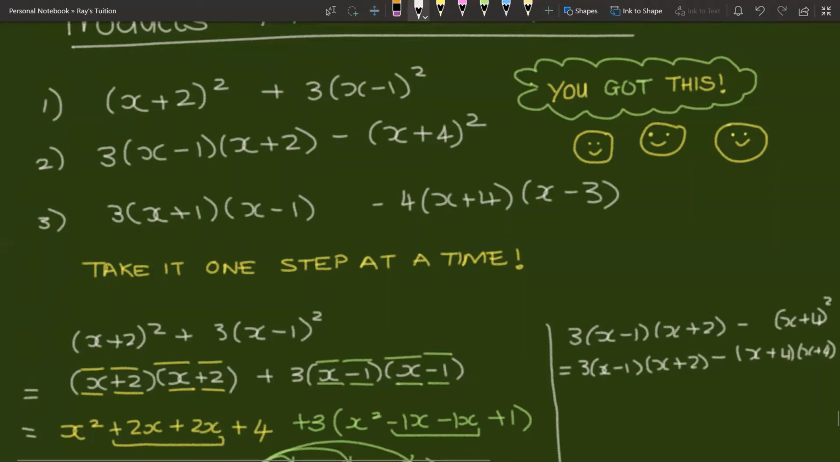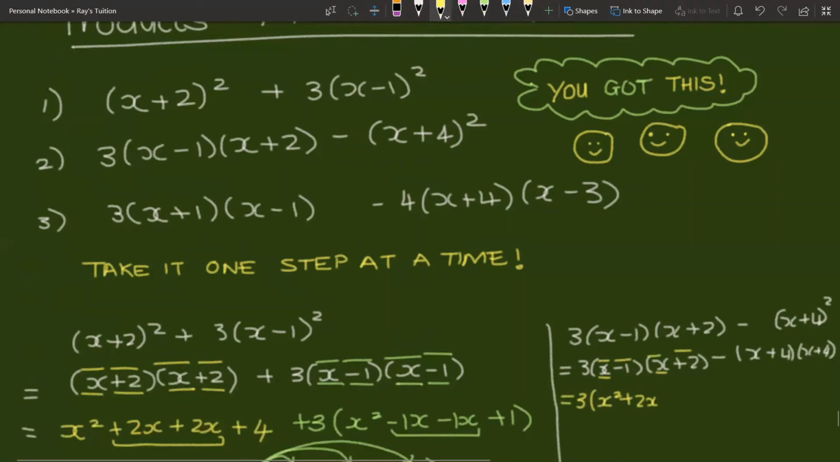And once again, we're first going to FOIL. Okay, so let us start with that. So here, this 3 is going to stay out on the outside. x times x is x². x times 2 is 2x.